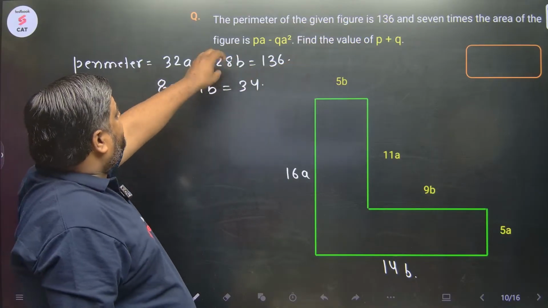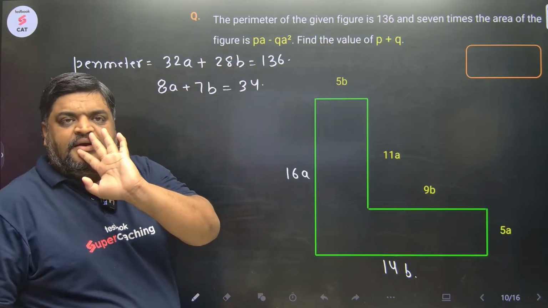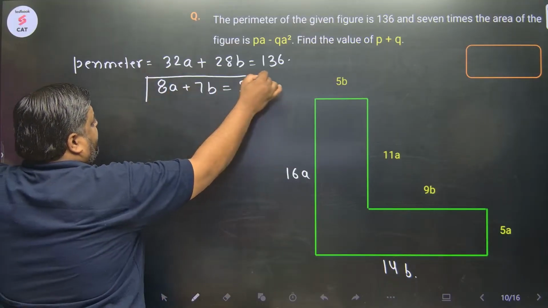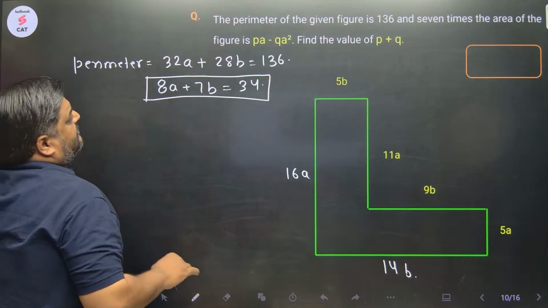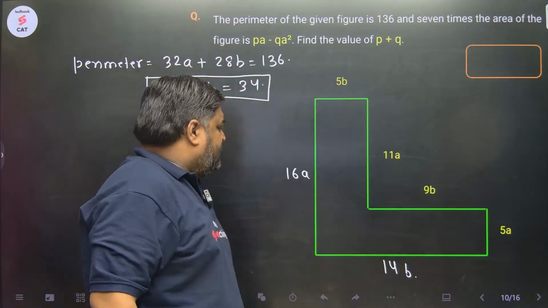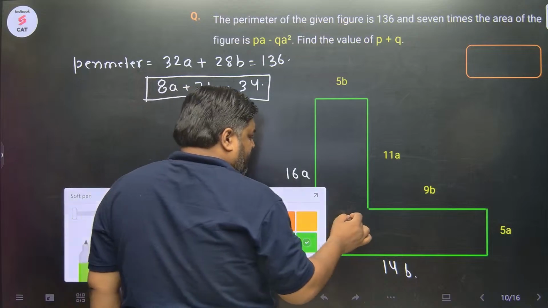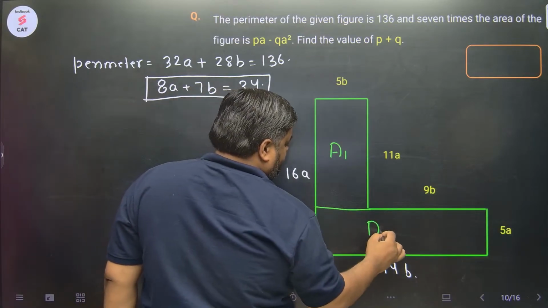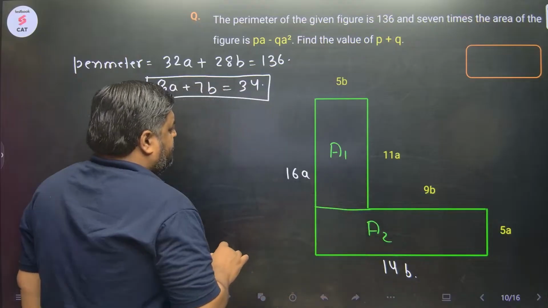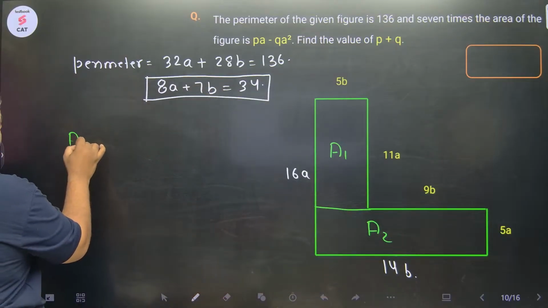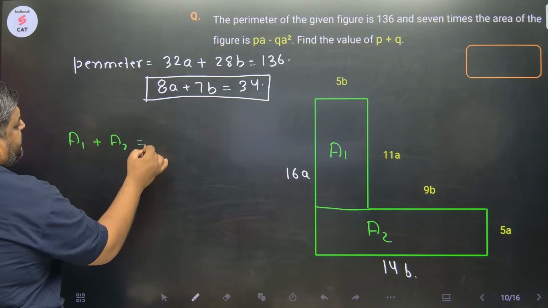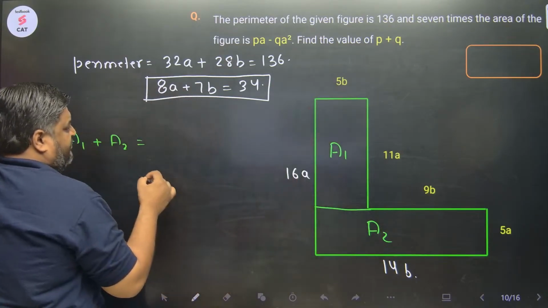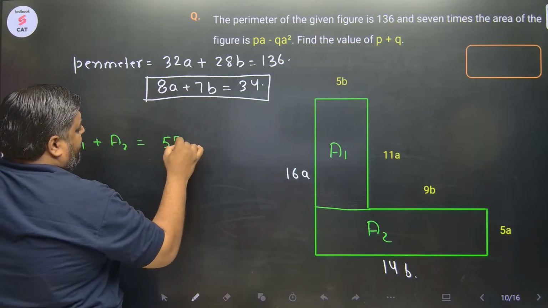7 times the area of the figure is PA minus QA square. This is one of the equations that I derived. What is the area of this figure? If I connect this, let this be A1, let this be A2. So what is A1 plus A2? A1 is 11A into 5B, so this is 55AB.